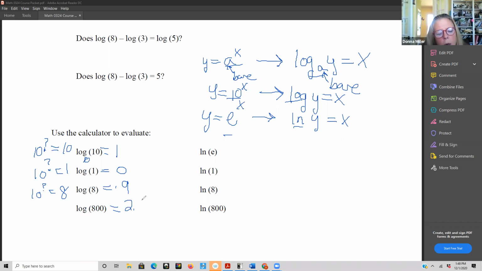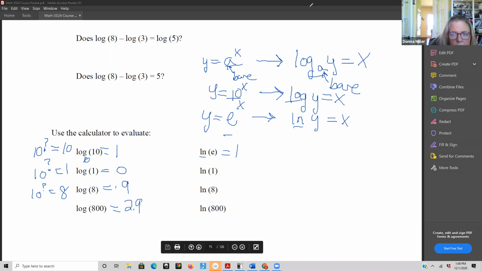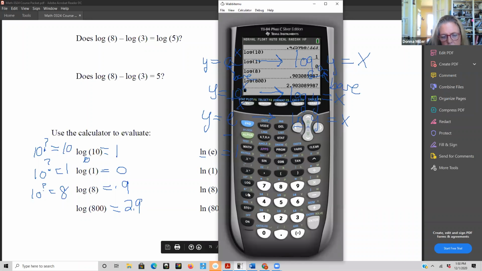Now, when you have an ln, you have to use a different button. That's the ln, that's the base e. All right, so e to the what power is e? Well, that's going to be e to the first. I'm going to do it on the calculator just so you can see. When I have an ln, I'm going to use the ln button, which is right below the log right here. And the number e is right here in blue, right above the divide sign. So if I do the ln of e, I'm going to get 1.